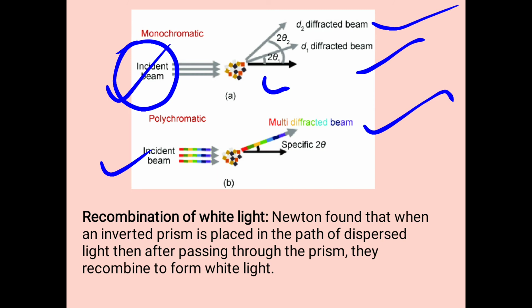Okay, now let's move towards the next topic, that is recombination of white light. So what happened in this? Our great scientist Isaac Newton found that if he put an inverted prism in the path of the dispersed light, then after passing through the prism they get combined to form white light. Now let's see how this happened.